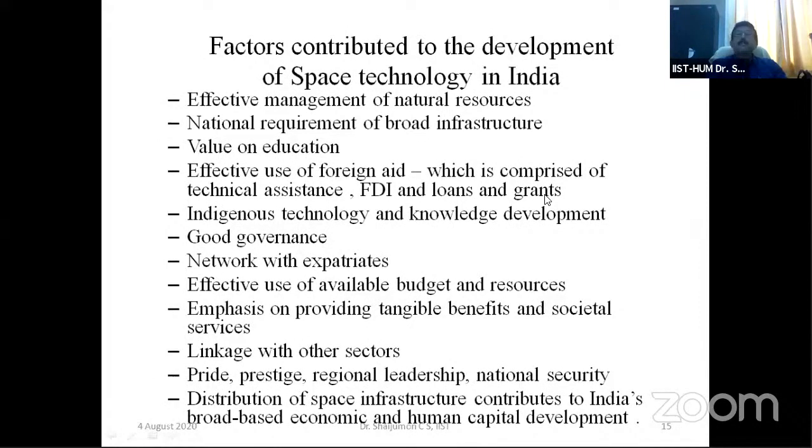There are many factors that contributed to the development of space technology in India. I'm not reading everything. Network with expatriates, effective use of available budget and resources, linkage with other sectors. This is all very important. Space technology is a kind of link technology for other sectors. If you want other technology to be effectively implemented in the country, you need space technology.